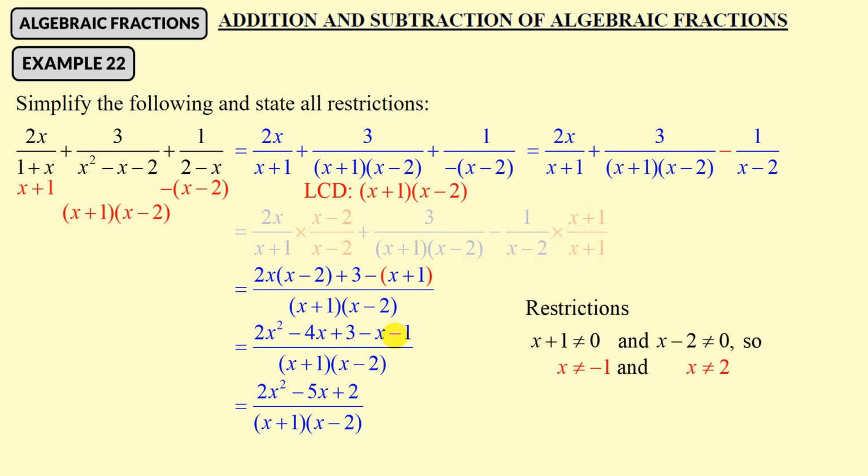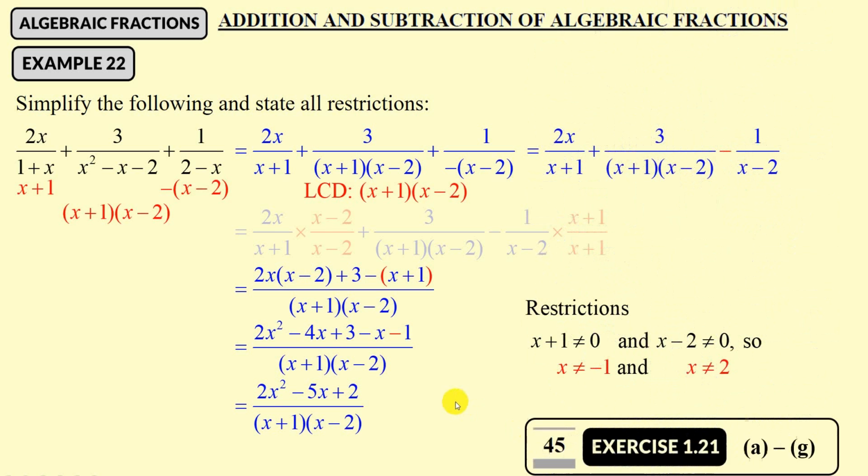There are your restrictions. x plus 1 equals 0. x is not equal to negative 1 and not equal to 2 because we cannot have zeros in these. This will actually go further because that can factorize now, and you'll find x minus 2 is a factor, but we're not going to deal with it at this stage. And there's exercises to do.